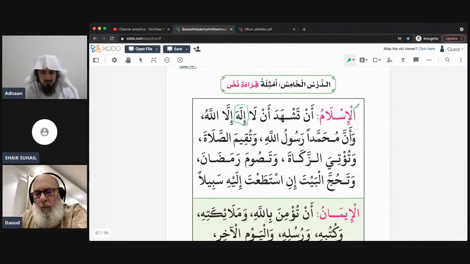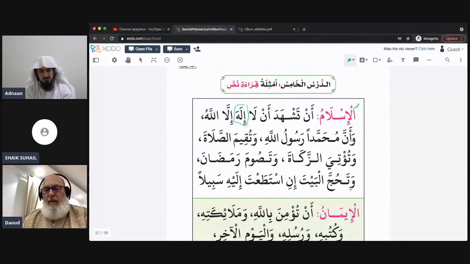We have a waw with fatha, wa, then we have a ta with dhamma, wa tu, then a kasra, wa tu ki. Watuki, and then that letter there with the two dots underneath, I'm a little confused about. Okay, so, watuki ma. Watukima. Then alif lam.